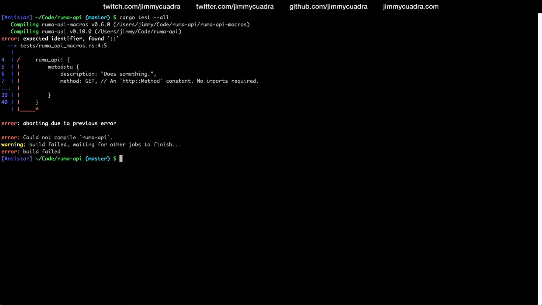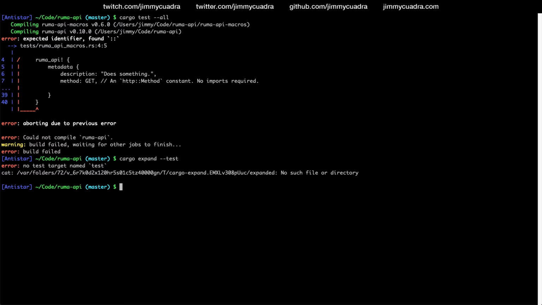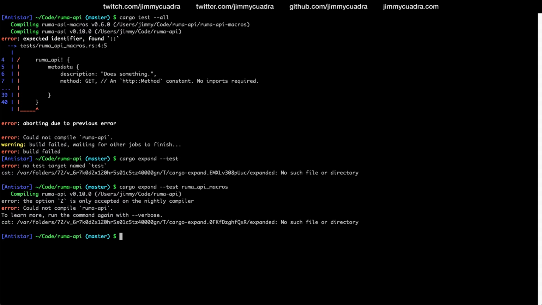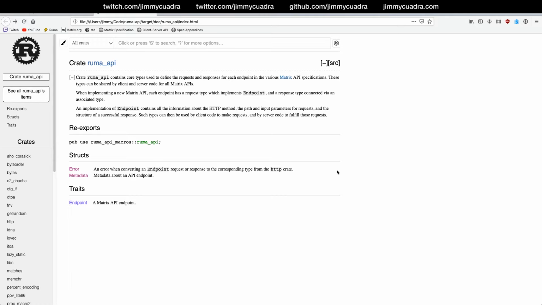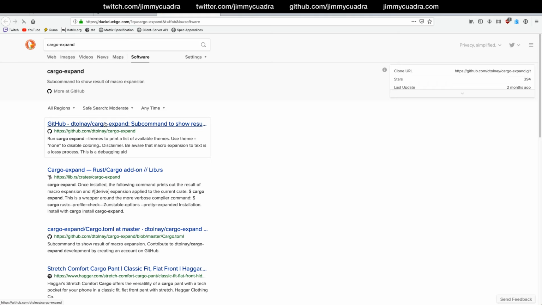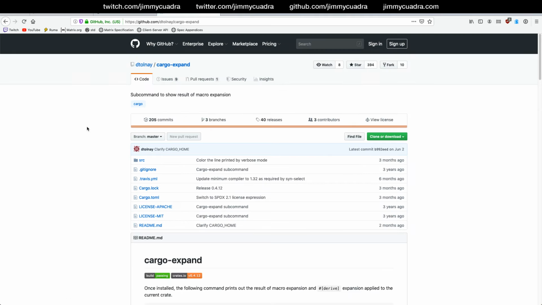Yeah. Okay. What I think I need to do here is cargo expand test. No test named test. What I want is Ruma API macros. Okay, so what I'm using here is cargo expand. This is a plugin for cargo that is written by David Tolnay, who is the genius who created Serde. I guess he didn't create it, but he's the most significant author of it.